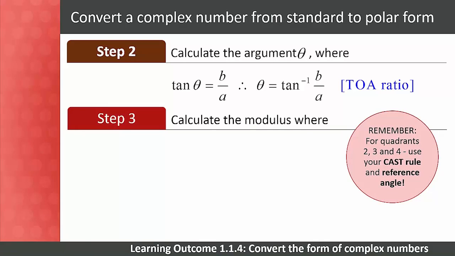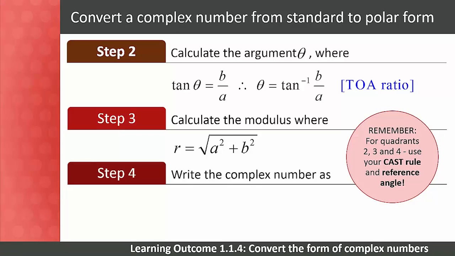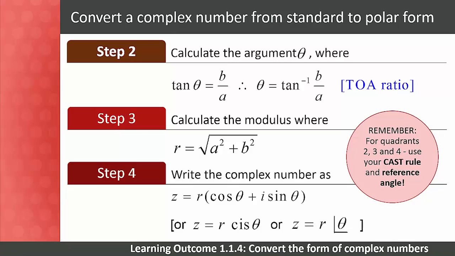Step 3. Calculate the modulus, where r is equal to the square root of a squared plus b squared. Step 4. Write the complex number in polar form. Z is equal to r (cos theta plus i sin theta). Or you could do it in cis form if you prefer.